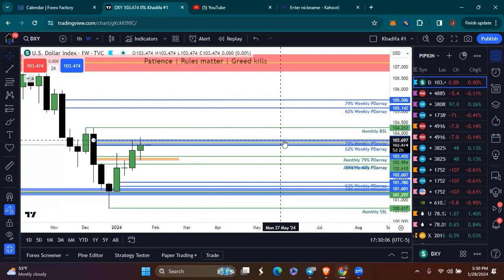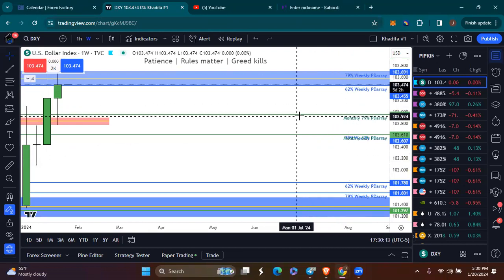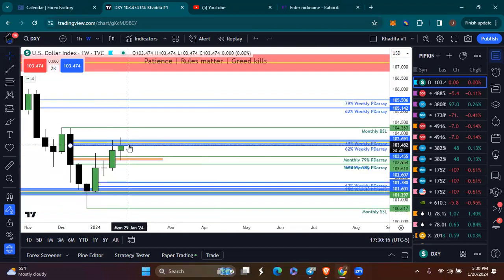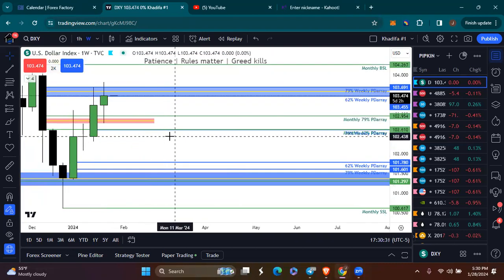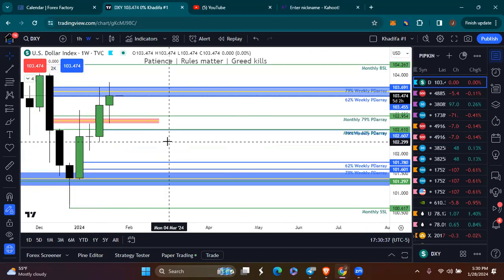And so I would like to see us get above the weekly PD array levels that price is currently at. I want to see us break above that upper weekly PD array level, close above it, and then I would like to see us run that monthly buy side liquidity that we see at 104.263. So that is my bias for the dollar index this week.